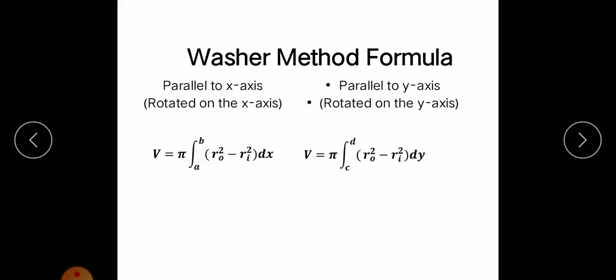So the washer method formula. If it is rotated on the x-axis, we use the formula V equals pi integral from a to b of R squared minus r squared dx. And if it is rotated on the y-axis, we use the formula V equals pi integral from c to d of R squared minus r squared dy.